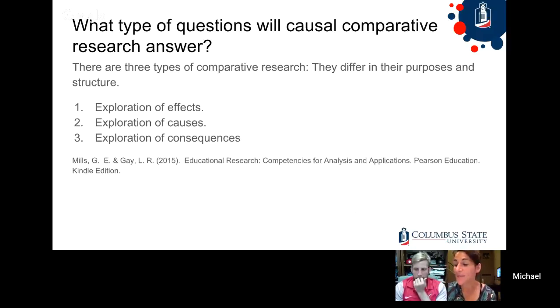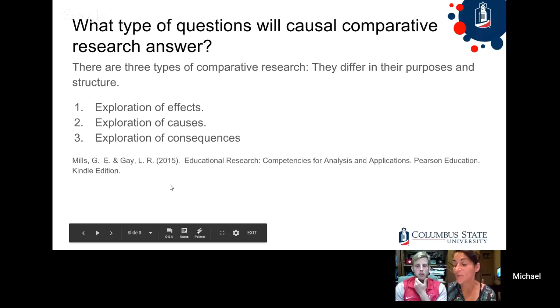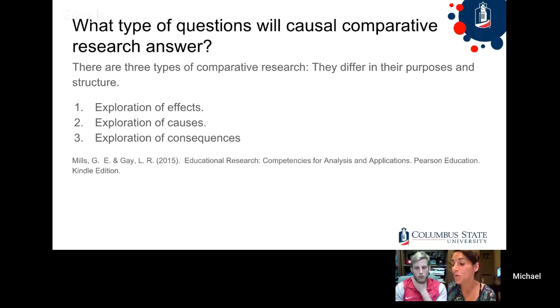In type 2, exploration of causes, it studies the independent variable. A question such as, what variable causes people to be in a sorority, is an example. And finally, in type 3, exploration of consequences, this design studies the dependent variable of an intervention. An example is, how do students who are being homeschooled react to bullying?